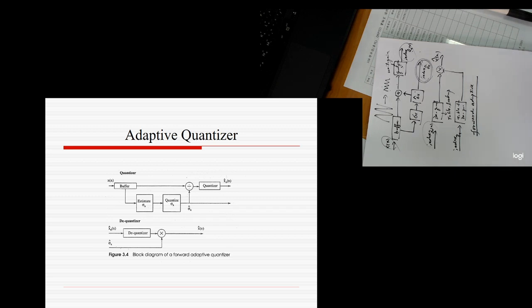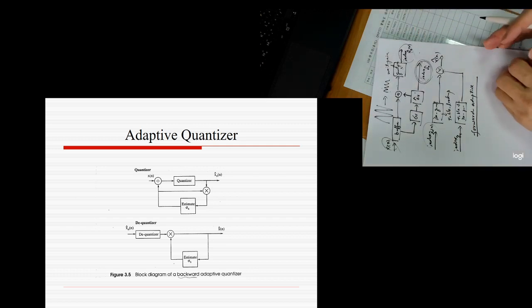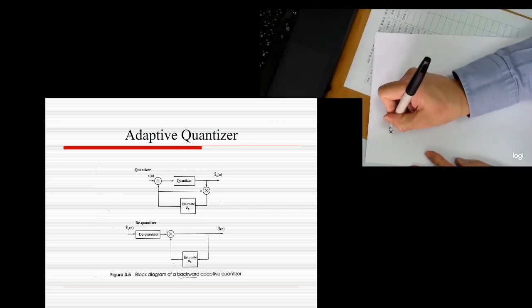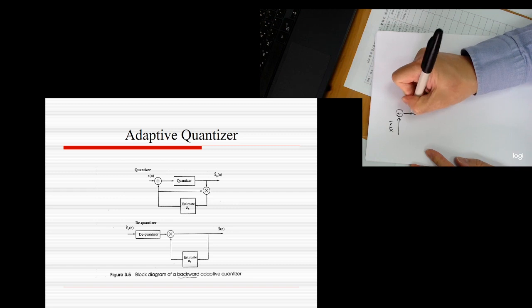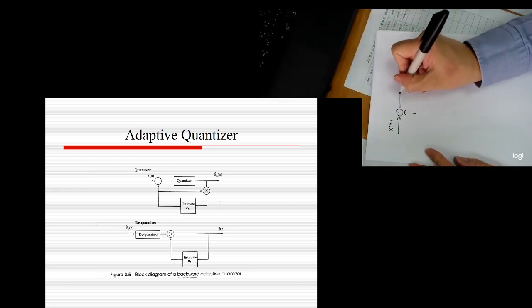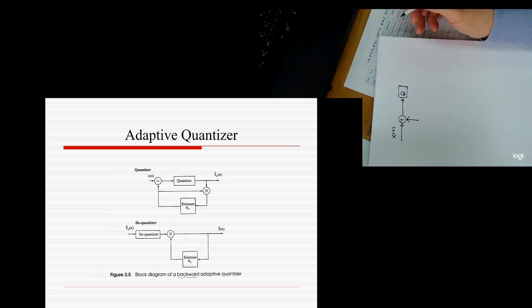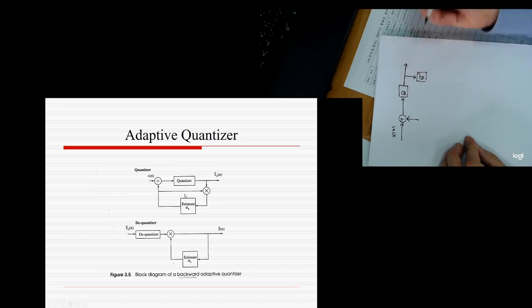Okay. Another one we call the backward adaptive. So backward adaptive, you can see the figure here. Our input signal will come in, and we are using the previous data. First we quantize the data, and then this data we have to dequantize back.